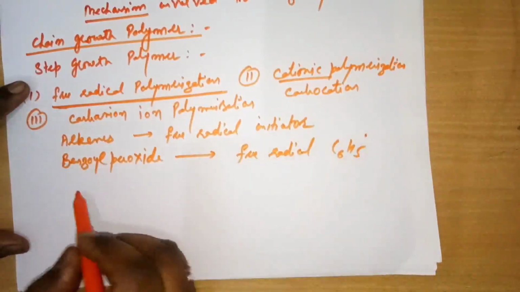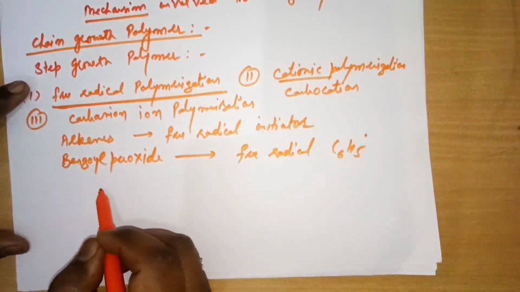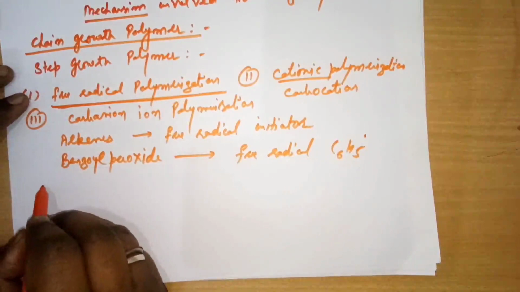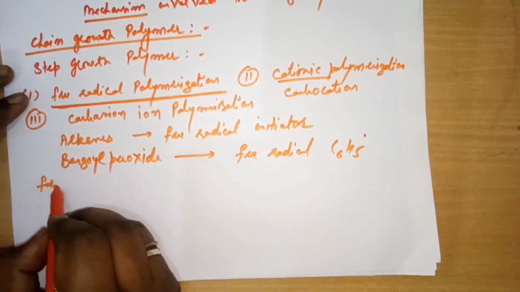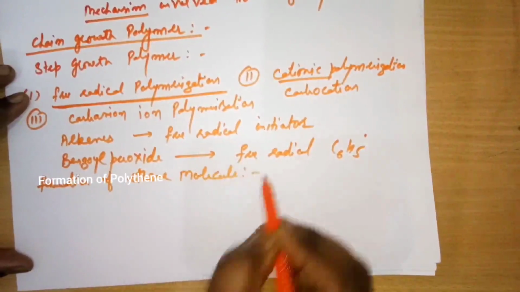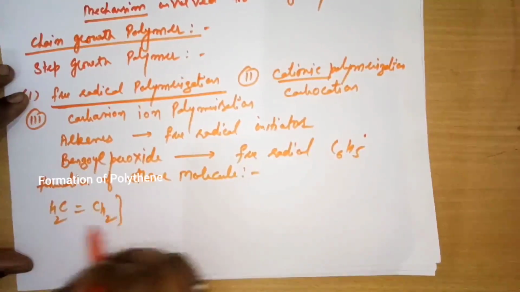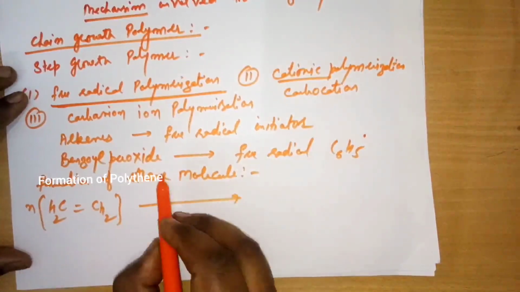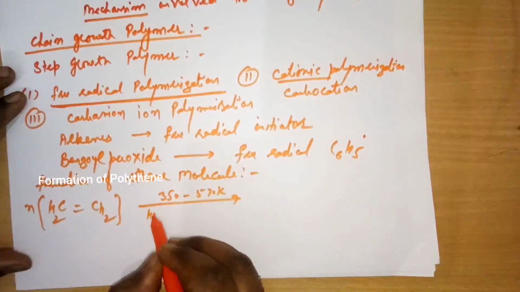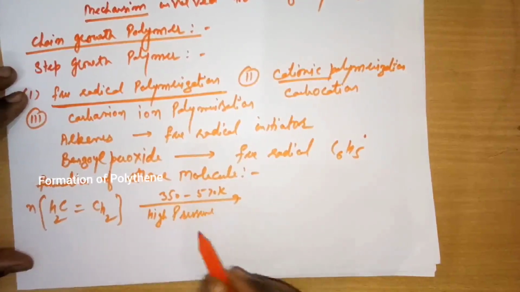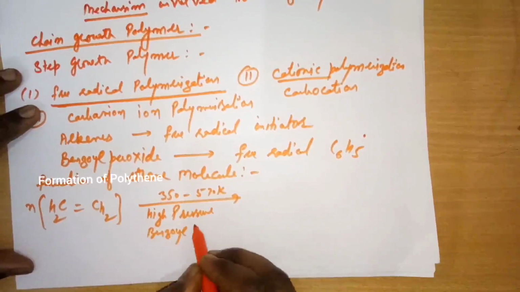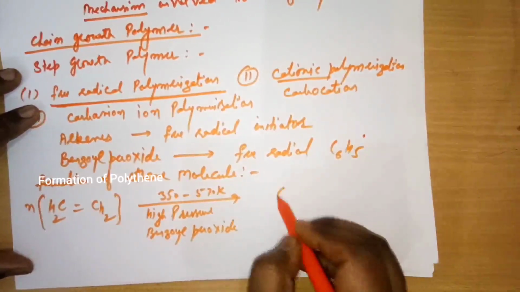The overall mechanism takes place in three steps: chain initiating step, chain propagating step, and chain terminating step. Let us take the mechanism of formation of polythene from ethene. The simple reaction is CH2=CH2, n molecules. They undergo polymerization at high temperature between 350 to 570 Kelvin and high pressure, in presence of a free radical generator such as benzoyl peroxide, and we get polythene.